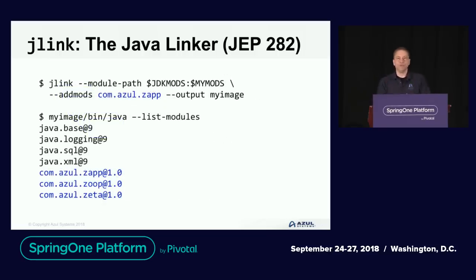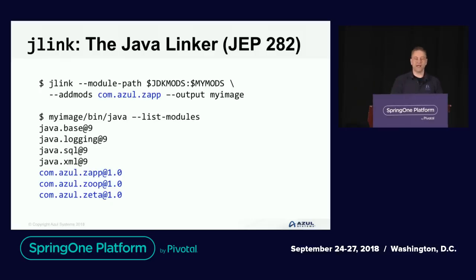Let's look at a slightly more realistic example. In this case, I'm going to take an application I wrote and create a runtime for that. So I'll do the same thing: jlink, and tell it where the modules are. Obviously, I've got the JDK modules and my modules. I'm going to add just my zap module, because the jlink command, using the compiler, will figure out all of the dependencies for me. I don't have to list them all out myself. I just say, here's the main module, find all the dependencies and put those into the runtime.